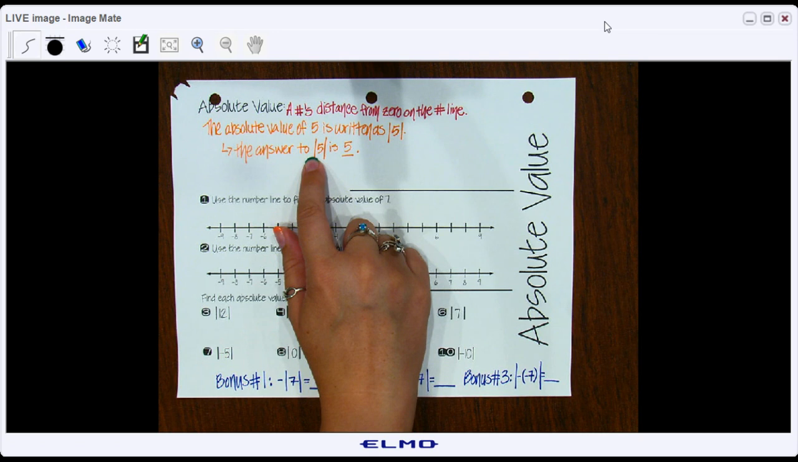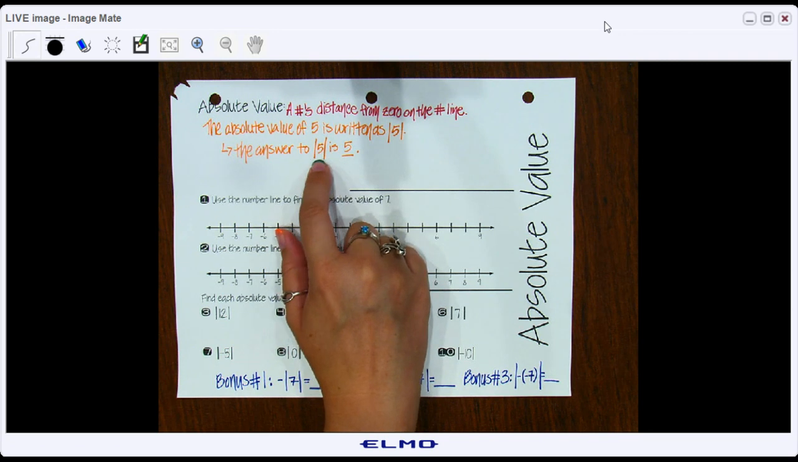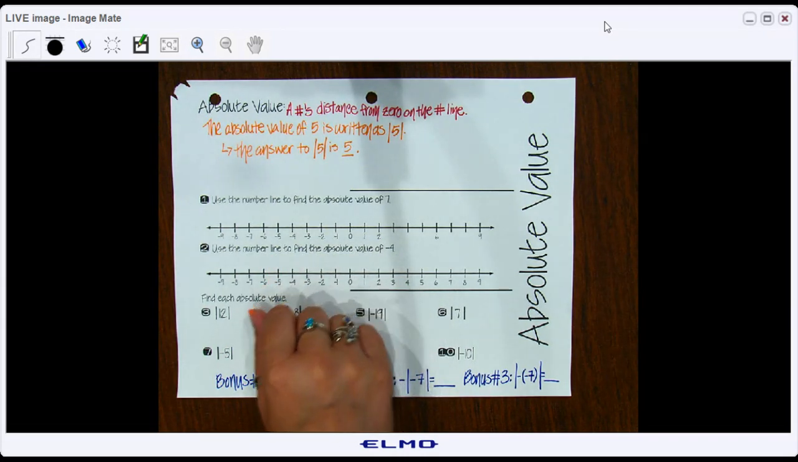So the answer to an absolute value problem will always be positive, okay? Because a distance is always positive. And remember, when you write your answer, those absolute value bars go away because otherwise it's like you're asking, what's the absolute value of 5? It's like you just repeated the question back to me. So those bars go away. And please make sure that you make them larger than the number themselves so that this doesn't look like 151. Okay? All right, let's go ahead and practice some of these.